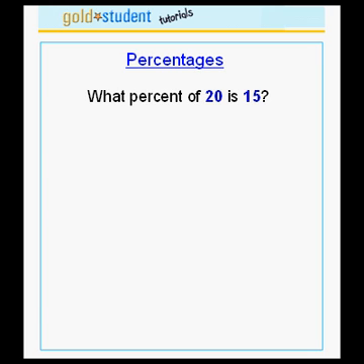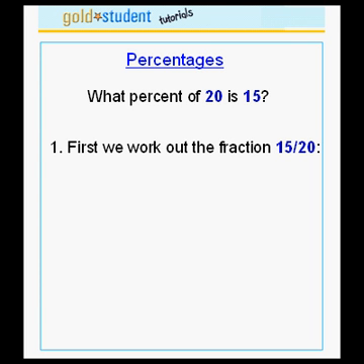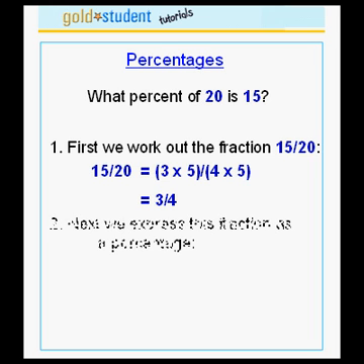Now let's do a calculation. What percent of 20 is the number 15? First, we need to work out the fraction 15 over 20. 15 over 20 is equal to 3 times 5 divided by 4 times 5. Canceling the common factor of 5, we see that this is equal to 3/4.